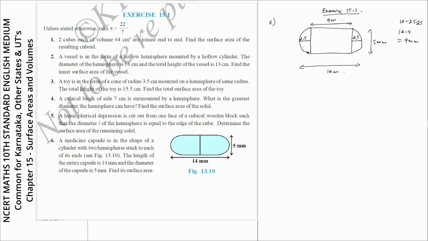Now what is the curved surface area of this hemisphere? It is 4 pi r square by 2. 4 pi r square is the surface area of a sphere. Half of that gives the curved surface area of a hemisphere. Similarly here also, 4 pi r square is the curved surface area of the sphere, and half of that will give the curved surface area of the hemisphere.